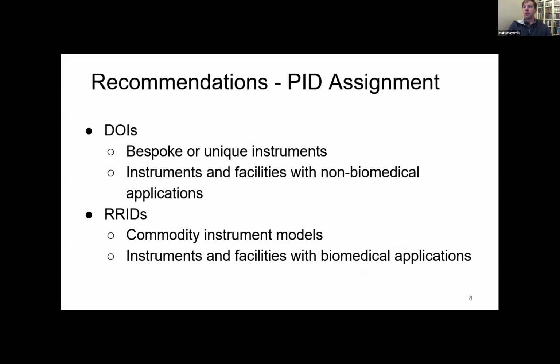So in terms of the two basic IDs that we see used the most for facilities and instruments, DOIs and RRIDs, where would the optimal use be of these identifiers? Again, this is where we're at right now. DOIs seem to be better used for bespoke or unique instruments, so instruments that people are developing themselves, the kind of novel. And then for the RRIDs, there's very much a biomedical focus right now. I don't think they want to be exclusively biomedical, but that's really where their development has gone.